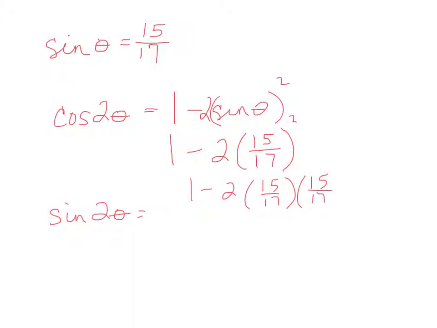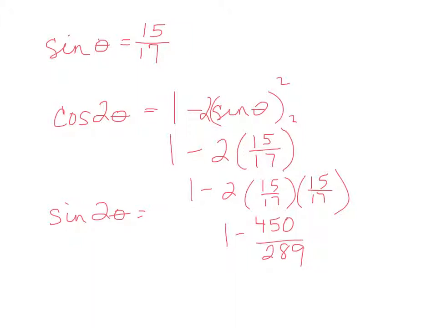You would probably do this in your calculator, but I don't have one out. 2 times 15 times 15 is 450. And 17 times 17, I forget that one. 289. Okay.